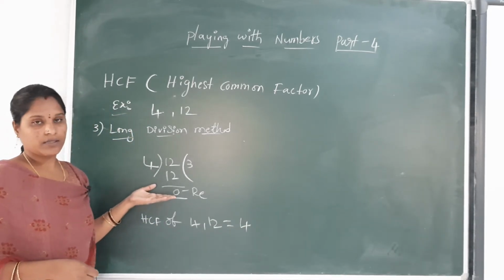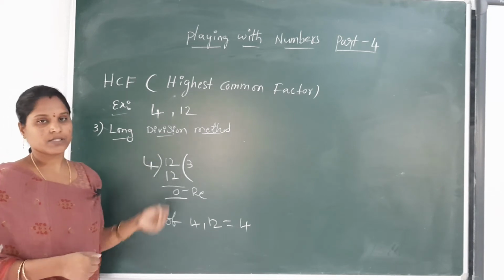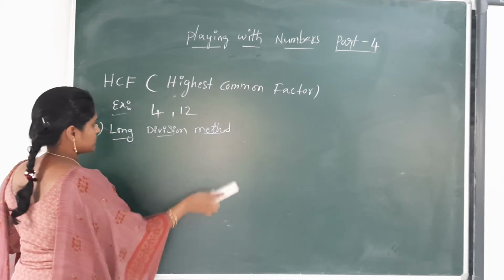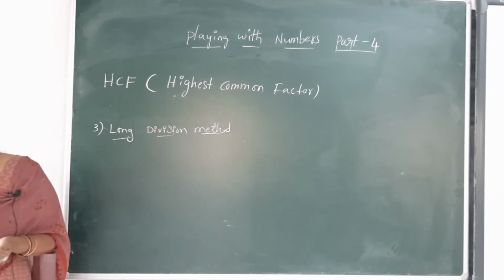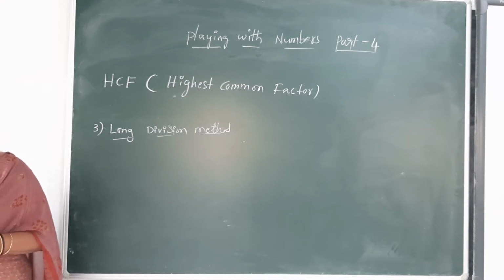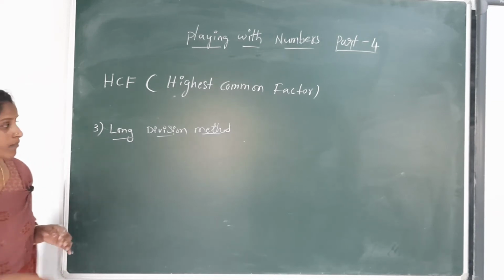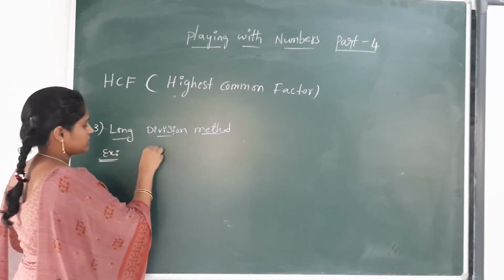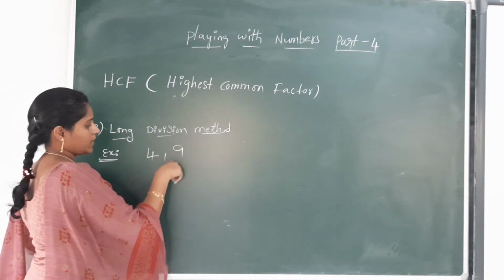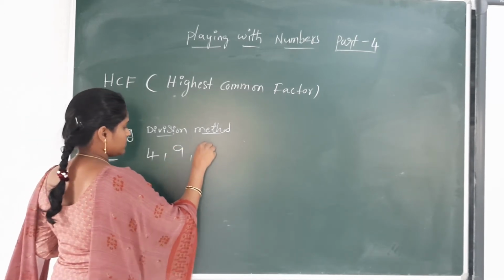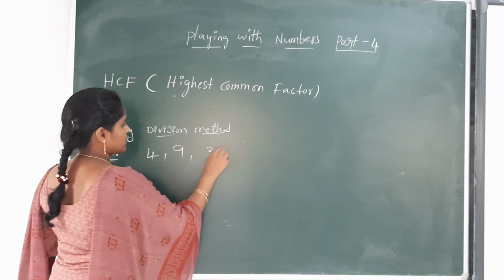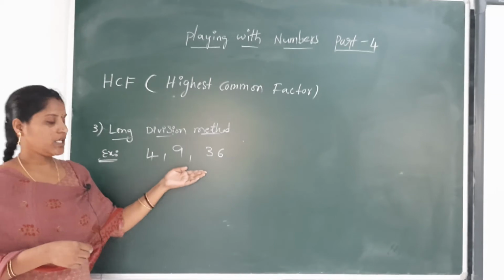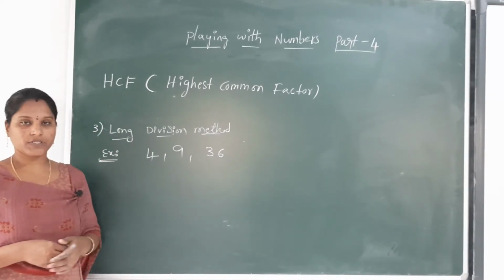We have to take another two examples for clarification of this method. Example: 4, 9 and 36. We are going to find out HCF for these three numbers through long division method.